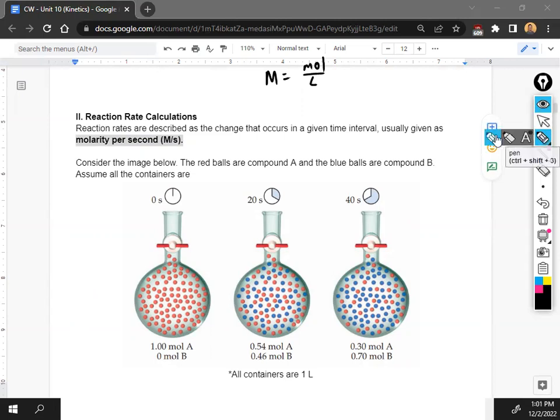Okay, so if we want to write the unit of measurement for reaction rates a little bit more complicated, since molarity is moles per liter, you can write moles per liter per second. Okay, that's another way that we can describe it.